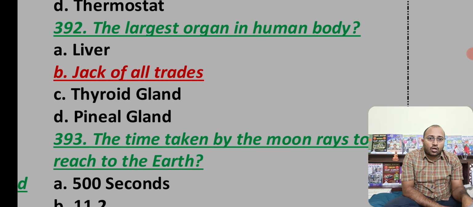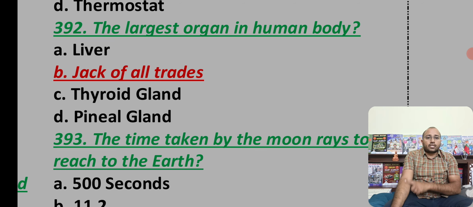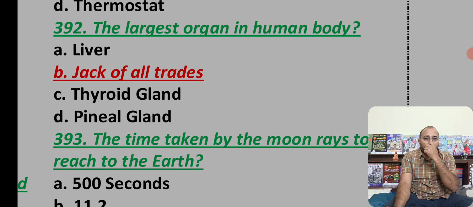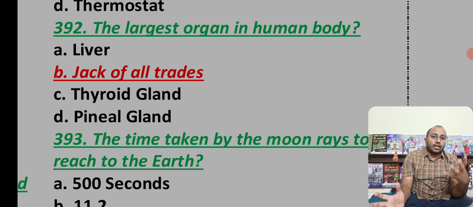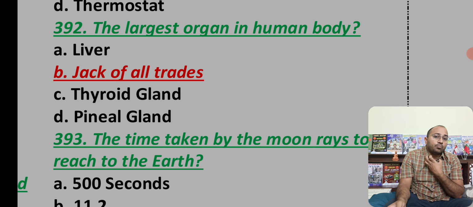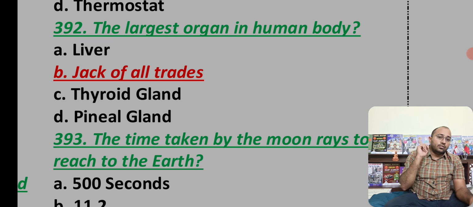The largest organ in the human body, organ, it has been asked. Organ means skin, guys. Skin is also known as jack of all trades. When it comes to gland, that is liver, guys. Thyroid gland is the largest endocrine gland in the human body. Last, the pineal gland is the one which is important for the secretion of melatonin.